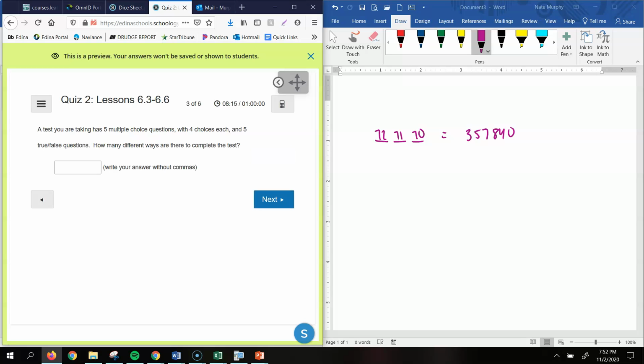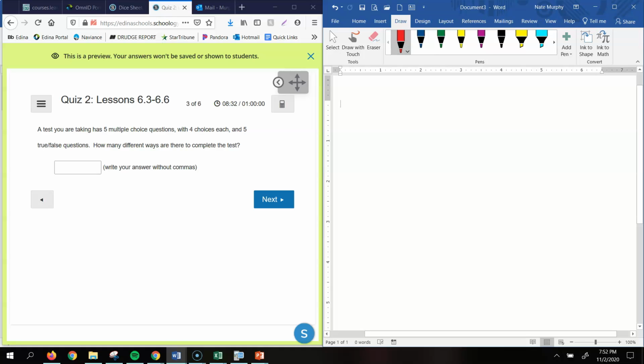All right, it says the test you're taking is 5 multiple choice questions with 4 choices each and 5 true or false questions. How many different ways are there to complete the test? All right, so this is one of the overlapping lessons. So we had 6-3. I have this on here twice just because in years past, this is the type of question that people struggle with sometimes.